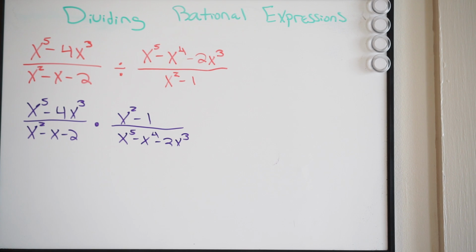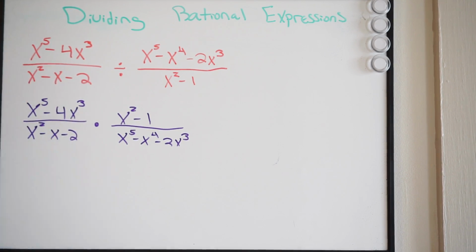So what you want to do at this point is just work each one, numerator and then denominator, and work on factoring it, and then see if you can cancel anything out. So I'm going to look at this first one on this numerator right here, this x to the fifth minus 4x to the third. And I'm just going to factor it. I'm going to see what happens when I factor it.